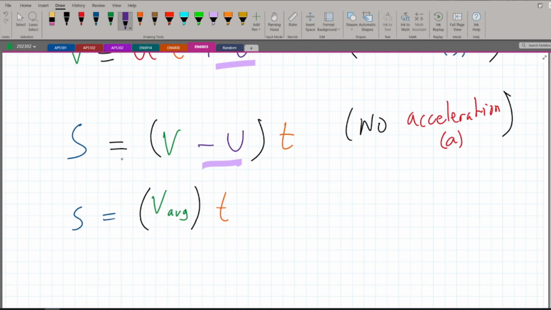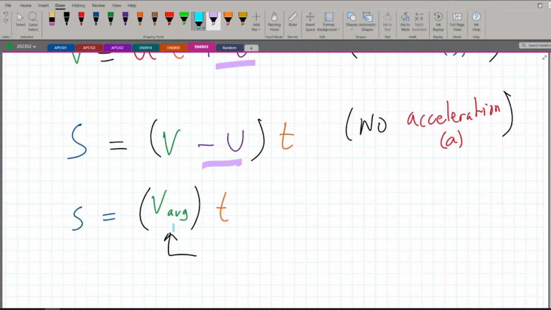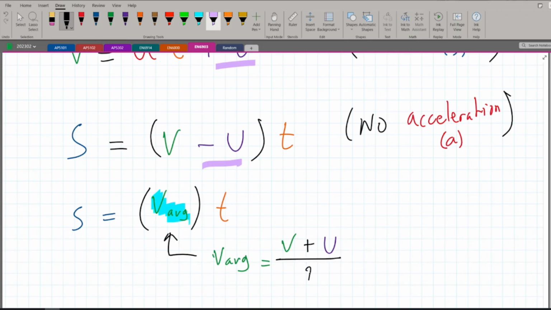In this case, and I don't want there to be too much confusion here, this average velocity, V average, is different than V minus U. What does V average represent? It's equal to the final velocity plus the initial velocity divided by 2.